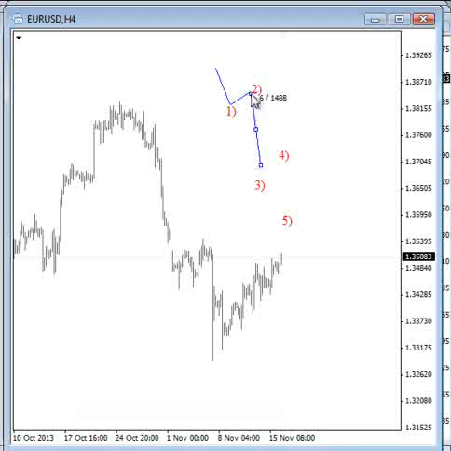You can see the first move down in wave 1, then you get a wave 2 pullback, which must not move beyond the start point of wave 1. Then you get the wave 3 down, then a wave 4 pullback, which must not trade into the territory of wave 1 or wave 2, and then you get this final push down in wave 5. This is called an impulse wave.